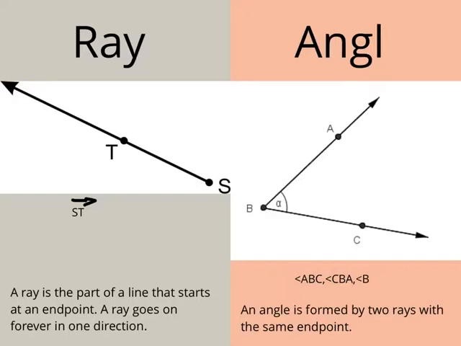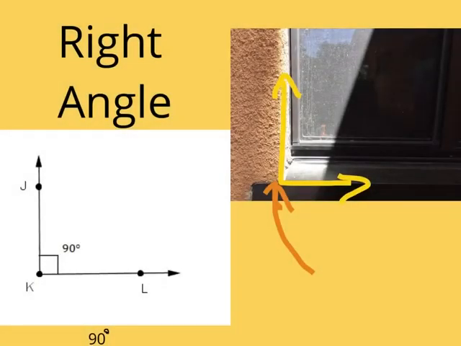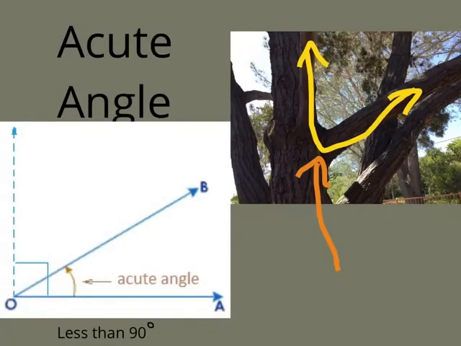Angle. An angle is formed by two rays with the same endpoint. Right angle. A right angle is 90 degrees. There is a real-life example of a right angle. Acute angle. An acute angle is less than 90 degrees. There is a real-life example of an acute angle.